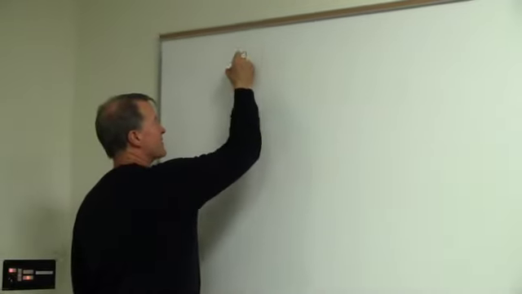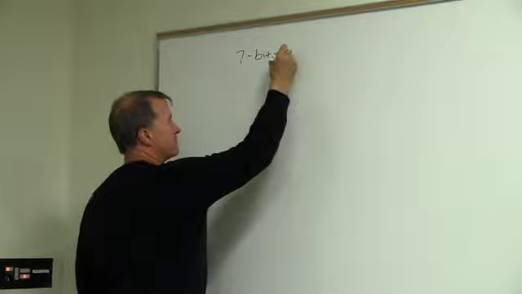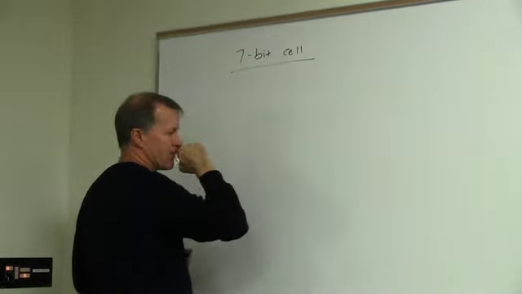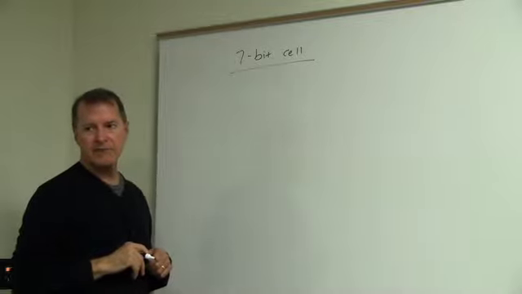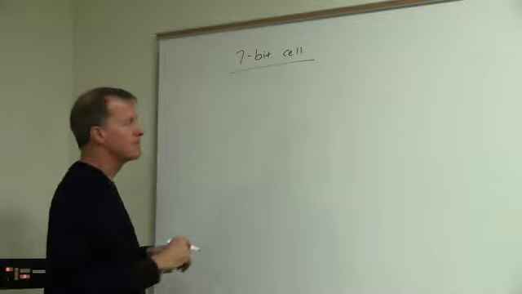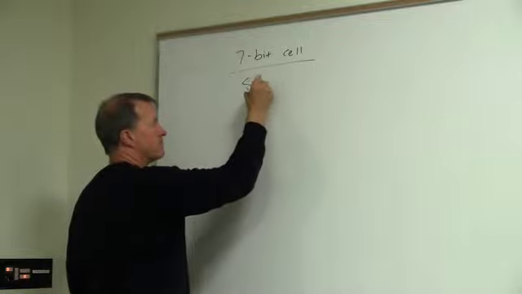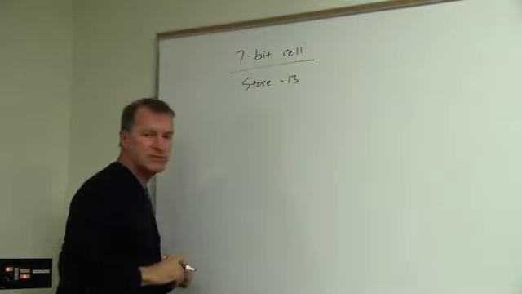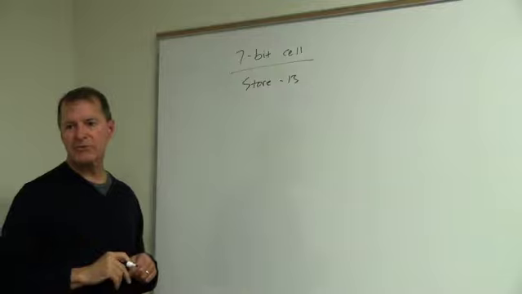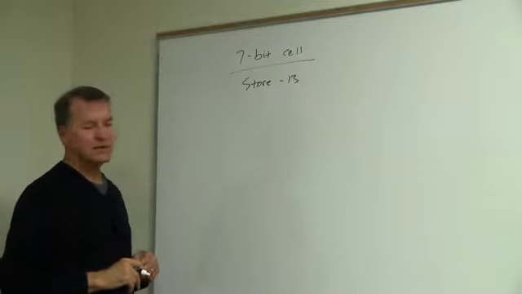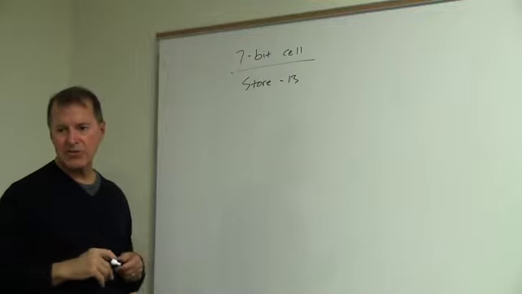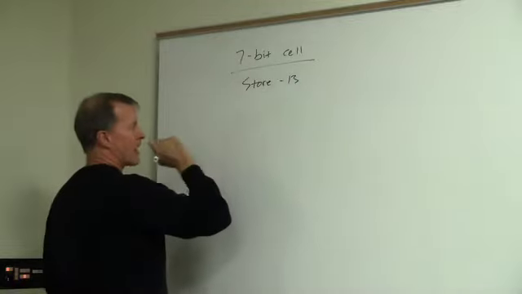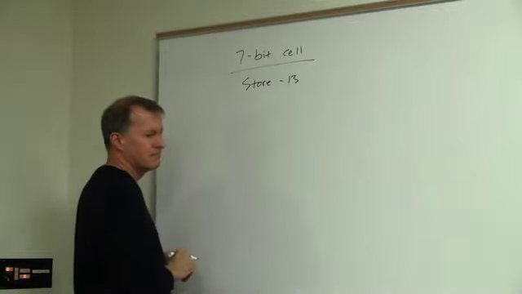Suppose we have a 7-bit cell. And suppose I ask you, how would you store negative 13 in a 7-bit cell? First, you would write it for 13, and then you would take the 2's complement. So let's do that. So how would you store 13?